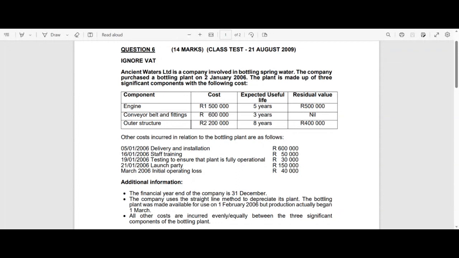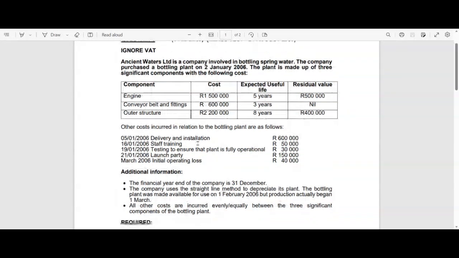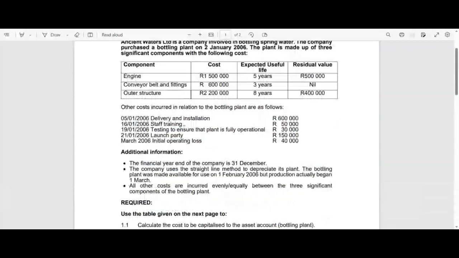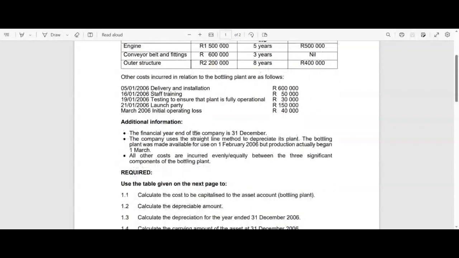Right. Now, ladies and gentlemen, what they also tell us is that other costs incurred in relation to the bottling plant are as follows. So we've got some more costs here. So we must now go and decide. We've got to identify for each one of them whether it should be written off as an expense to our statement of profit or loss, or should it be capitalized as part of the cost of the asset. That is now what we'll have to decide. But before we decide that, let us just look at our additional information as well.